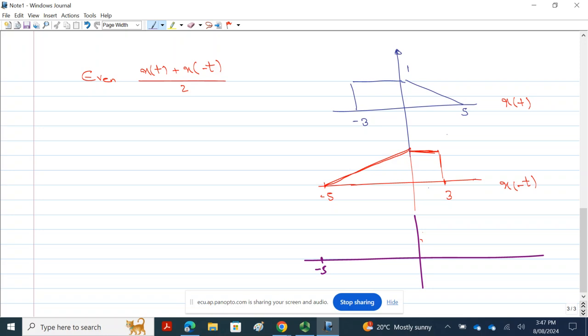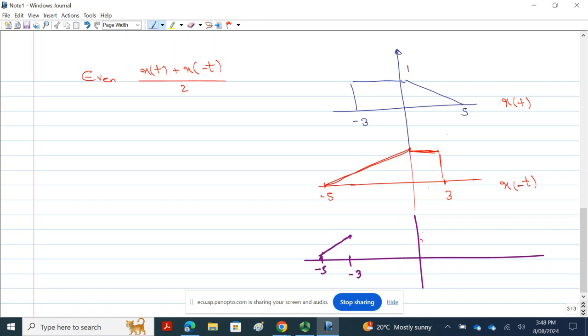So if I add the two graphs, what I should get is something like that, correct? Because the top signal is 0, the bottom signal has a value. It should be like that, right? What's this value here? 1 plus? Yes, 1 plus the value here.